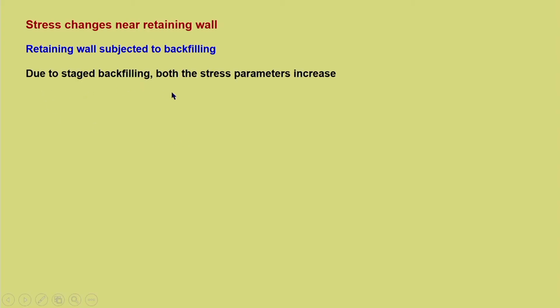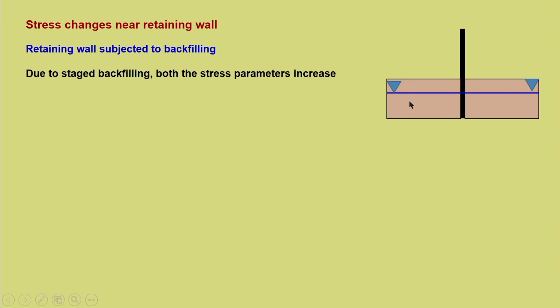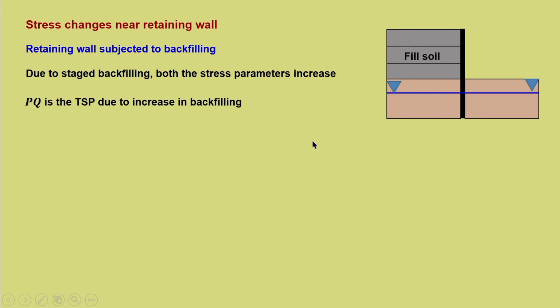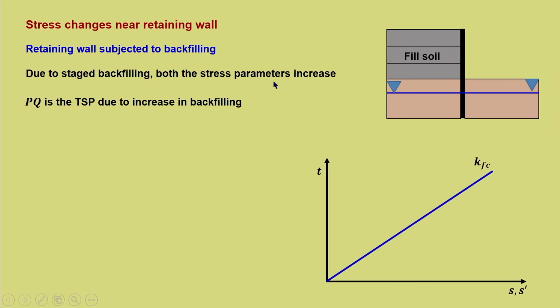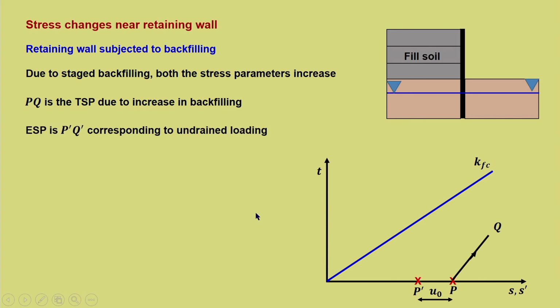Due to staged backfilling, both the stress parameters increase. Now, it is more like a compression. So, here it is the starting, and the filling takes place. So, this is the fill soil. Now, PQ is the total stress path due to the increase in backfilling. So, now P dash, with a difference of initial water pressure u naught, you can see that it increases and it has a positive slope. So, PQ is the total stress path.